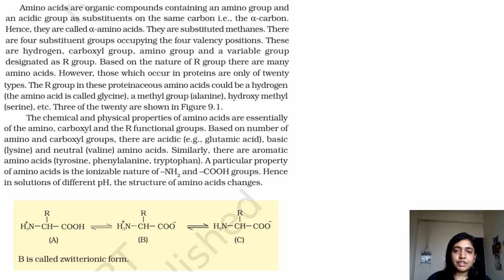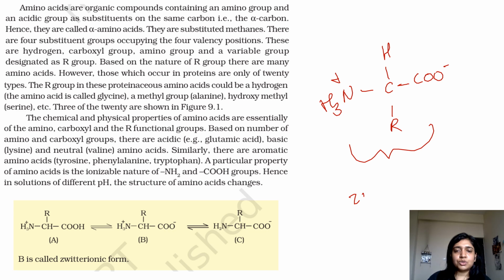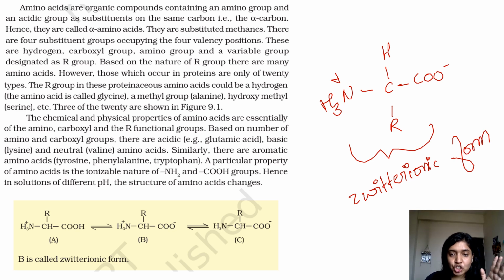So when we're talking about any amino acid, first of all, you have to learn how to draw an amino acid. It's fairly easy. So NH3 plus and COO minus. This state is known as the zwitterionic form of amino acid, and this form is only observable at one particular pH. It is not observed at all pH. And that particular pH is known as the isoelectric point.